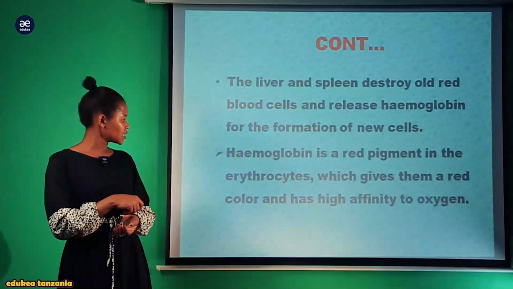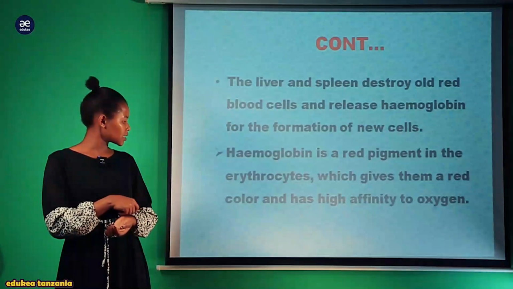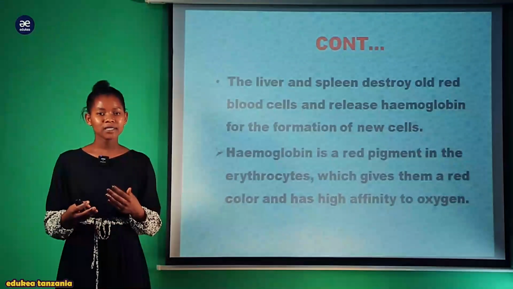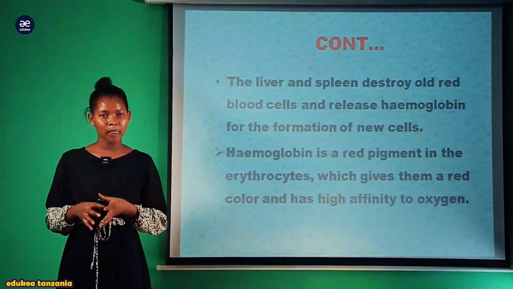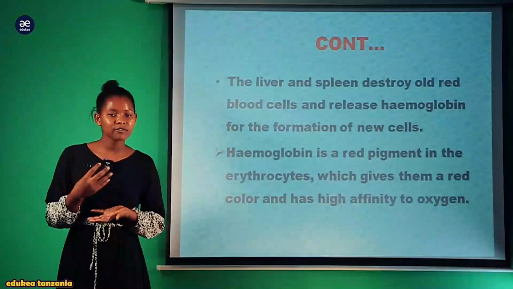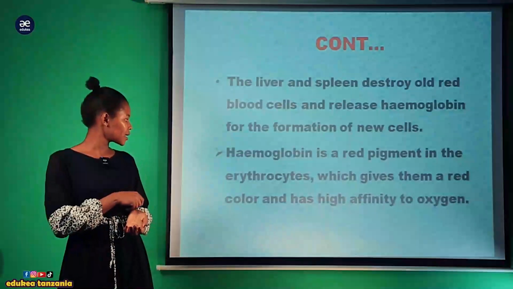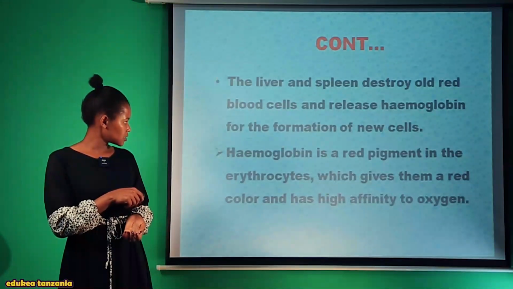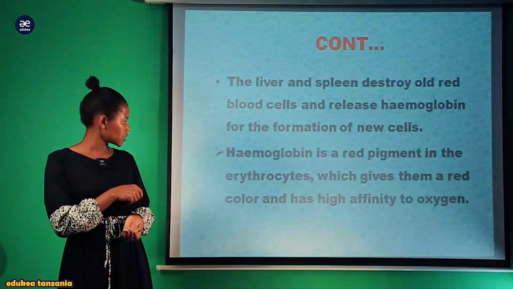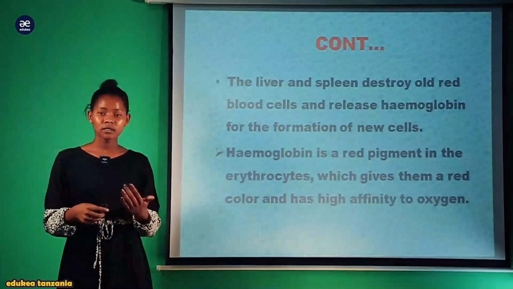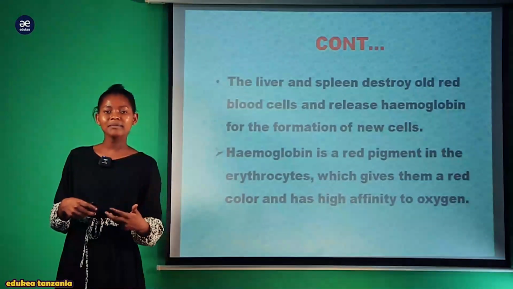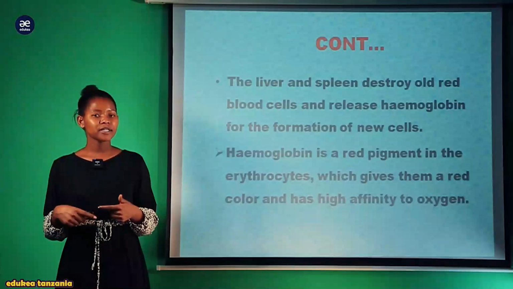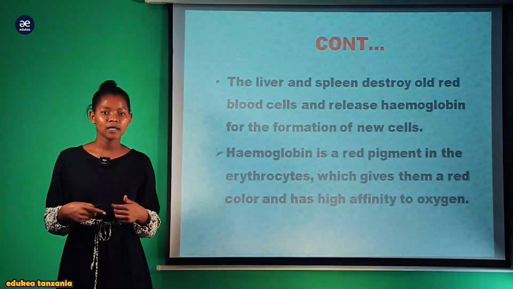Hemoglobin is a red pigment in the erythrocytes which gives them a red color and has a high affinity to oxygen. So here we get another thing kwamba the blood inapewa rangi na nani? Inapewa rangi na hizi hemoglobin ambazo ziko kwenye erythrocytes ndizo zinazoipa ile red blood cells rangi yake. The presence of hemoglobin inaifanya ile red blood cell iwe in that color.